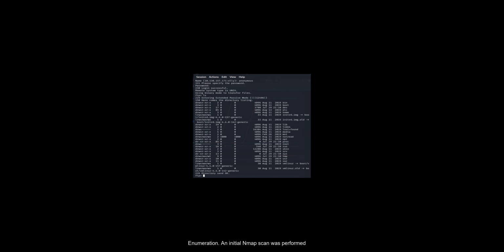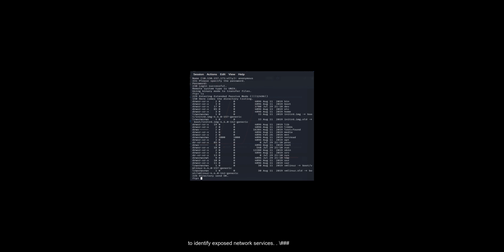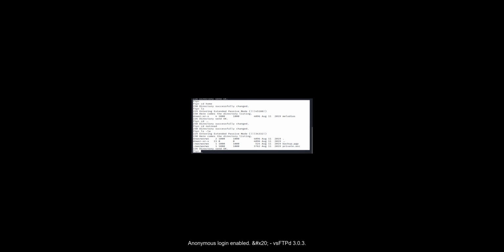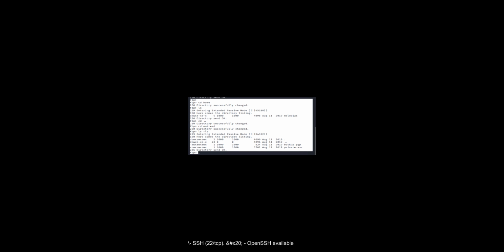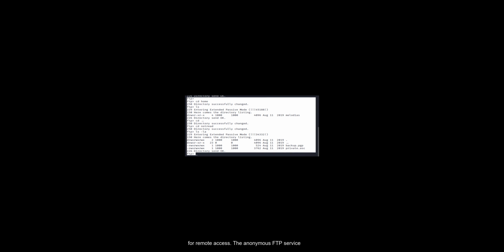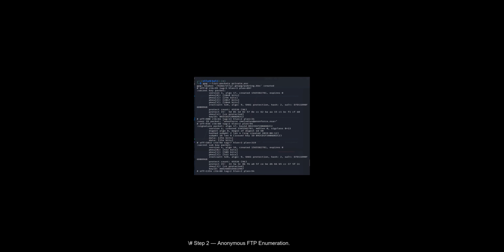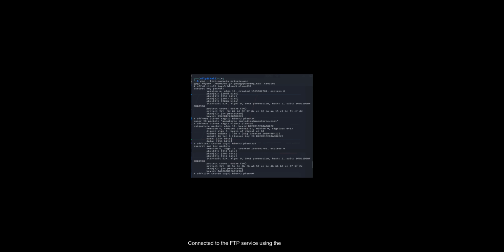Step 1: Service enumeration. An initial Nmap scan was performed to identify exposed network services. Key findings: FTP on 21/TCP, anonymous login enabled, vsftpd 3.0.3. SSH on 22/TCP, OpenSSH available for remote access. The anonymous FTP service immediately became the primary attack vector. Screenshot opportunity: initial Nmap results showing open FTP and SSH services.